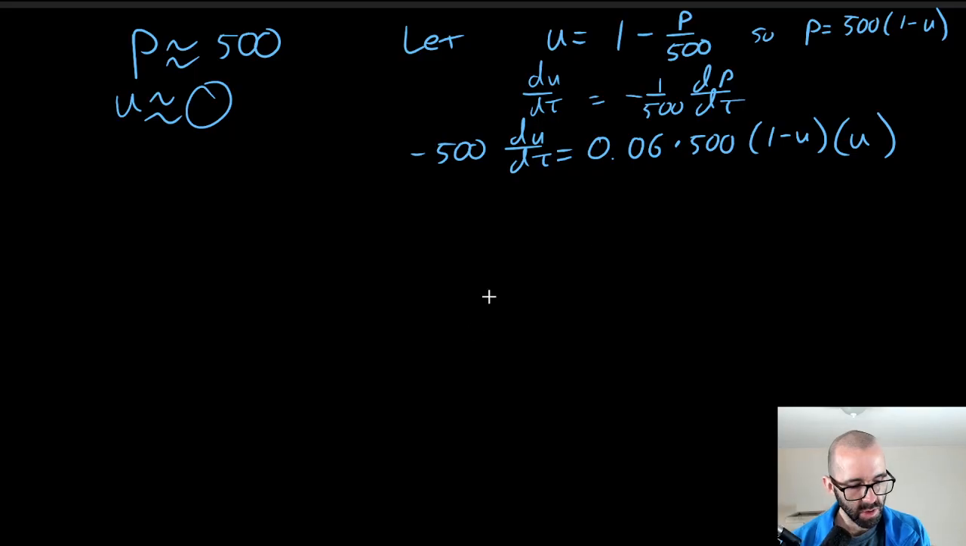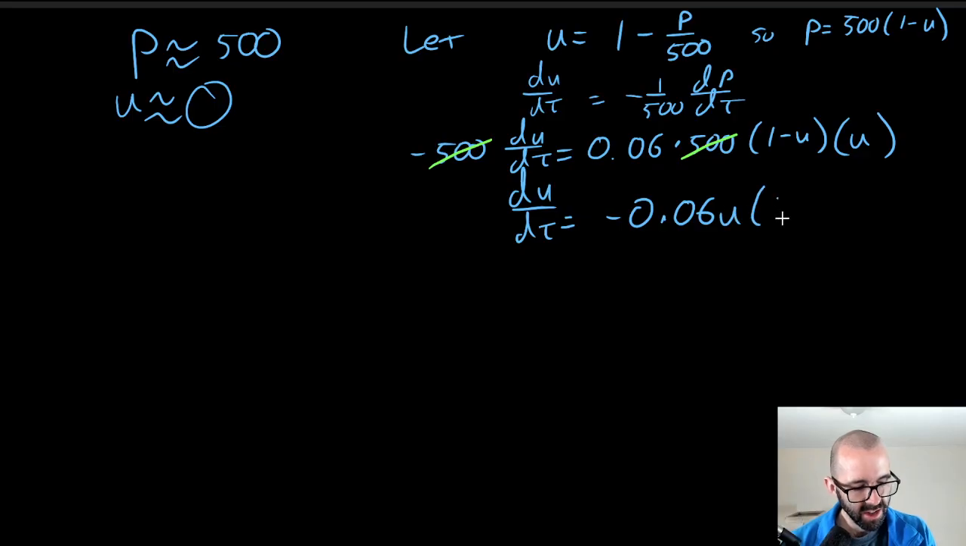So you can do all this out, adjust some things. I'm a little nervous about this negative, but I'm sure it's fine. All right, these 500s cancel. And we get a new differential equation of du dt equals negative 0.06. Oh yeah, this is fine. We get something very similar. This is a very similar differential equation with one very important difference, the negative.